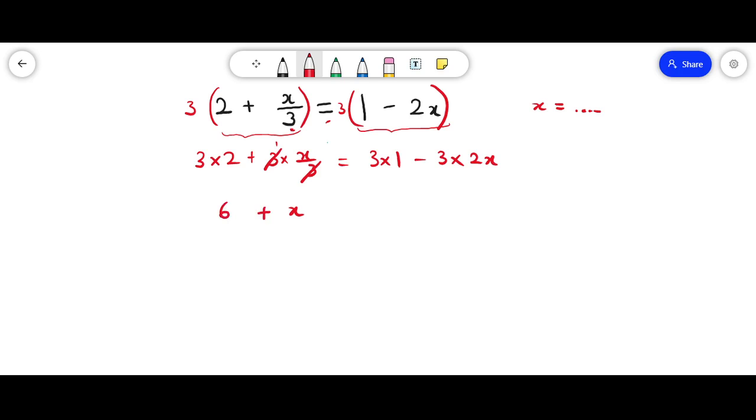And we have 6 here is equal to 3 minus 6x. So this equation is equal to this equation. We haven't really changed anything, just done some manipulation.